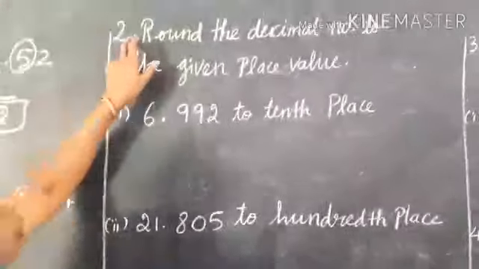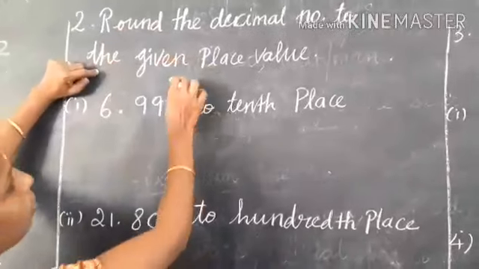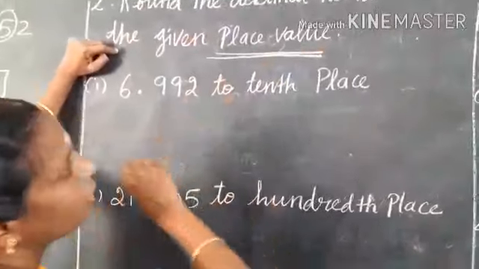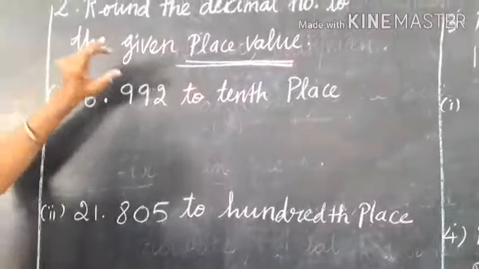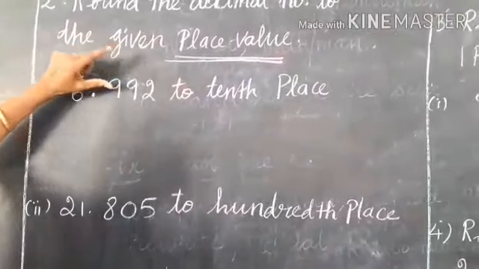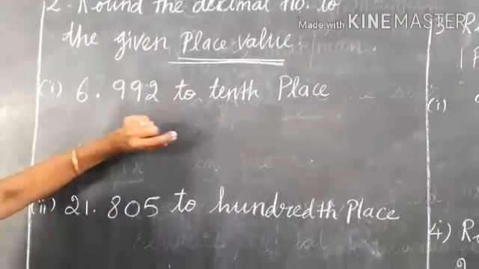Next. Round the decimal number to the given place value. First they asked us to round to the nearest whole number. Now they will give some particular place value.